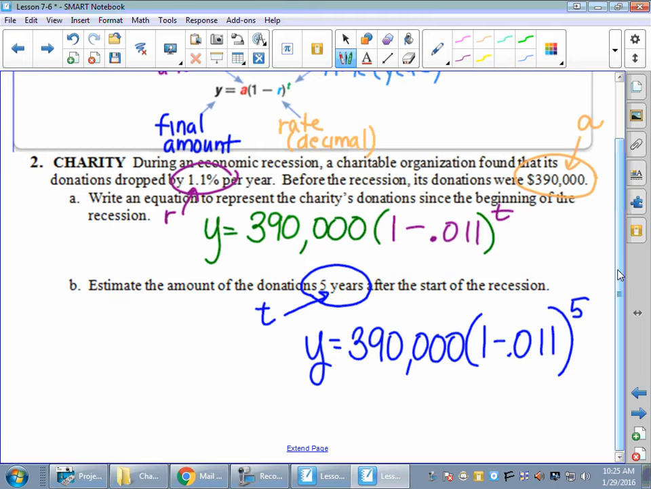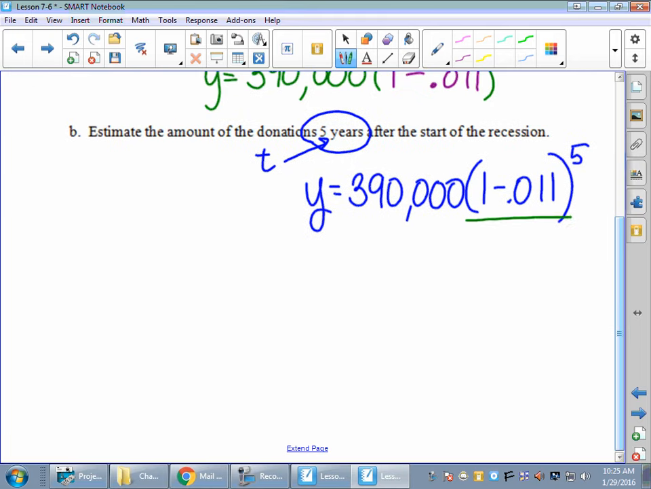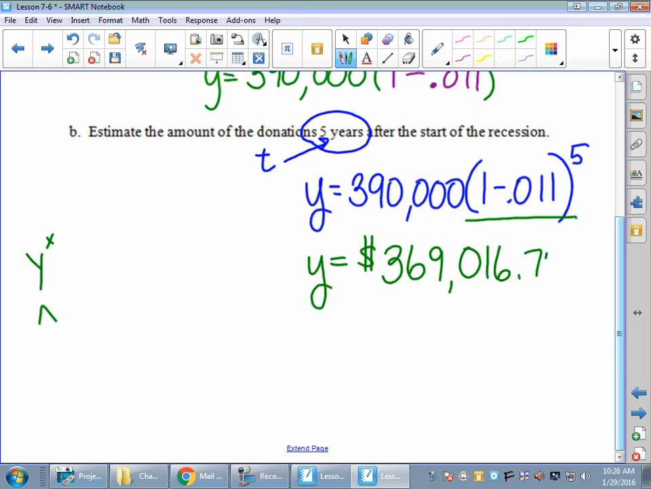So go to your calculator. Do parentheses first, 1 minus 0.011. I believe that will be 0.989. Do that to the 5th power. Remember, it's either y to the x or some calculators have an up arrow. Take that answer without clearing it out or retyping it and multiply by 390,000. And my final amount, my y equals, I got $369,016, and if we're being technical, 74 cents.